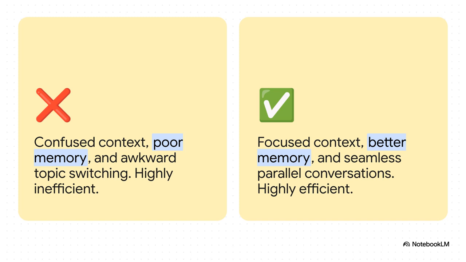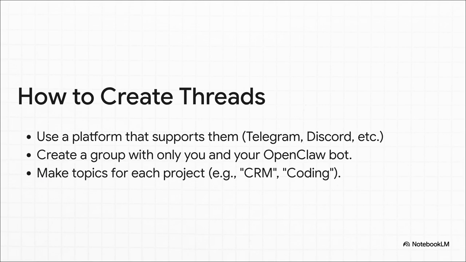That's its short-term memory. And just like us, when it's trying to remember too many different things at once, it gets confused. Its memory just tanks. But by creating separate topic-based threads, you give each conversation its own clean, focused context. The result? Way better memory and the ability to have multiple projects going on in parallel without a hitch. And you know what? Getting this going is so simple. Just use a chat app that already has threading, like Telegram or Discord. Make a private group with just you and your bot, and then just start creating different topics for each project. It really is that easy.